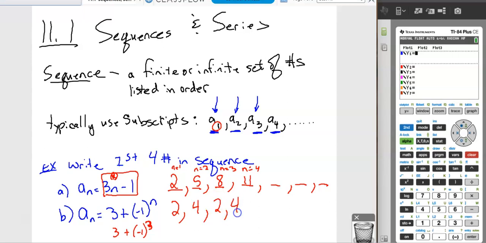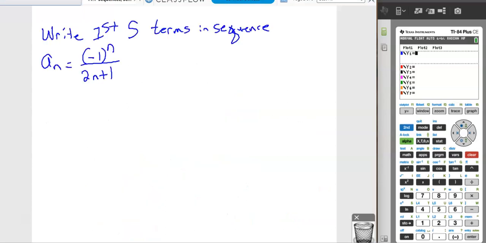And then you can see that it's just going to keep alternating like this, depending on what the exponent is. That's literally all that's happening in that sequence. You've got to look for things sometimes when it's alternating with an exponent, what's actually taking place in the sequence.